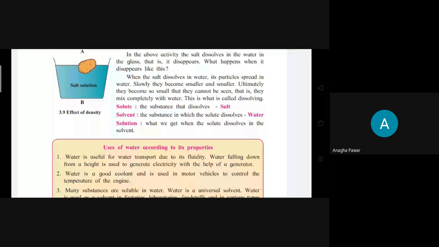ते पूर्णपणे dissolve झालेले असतात, विरघळले असतात पाण्यात. So त्यानंतर आपल्याला काय मिळतं? Solute. Solute म्हणजे the substance that dissolves, that is salt. Solvent. What is solvent? The substance in which the solute dissolves. ज्यामध्ये dissolve झालेला आहे solute, त्याला आपण solvent म्हणणार. ते काय आहे? आपलं water. आणि solution, या दोघांचं mixture म्हणजे solution. When the solute dissolves into the solvent, we get a solution.